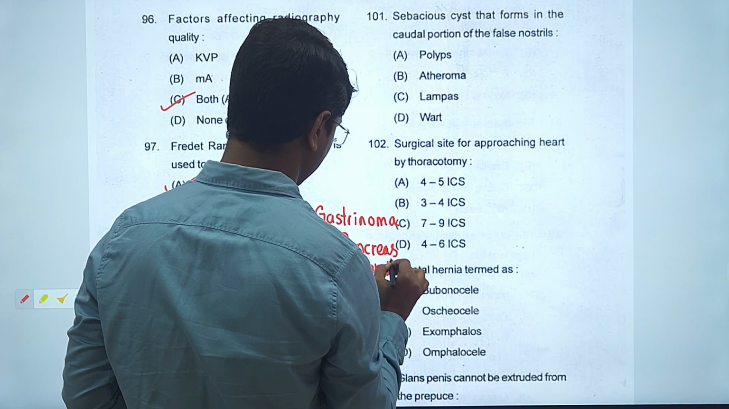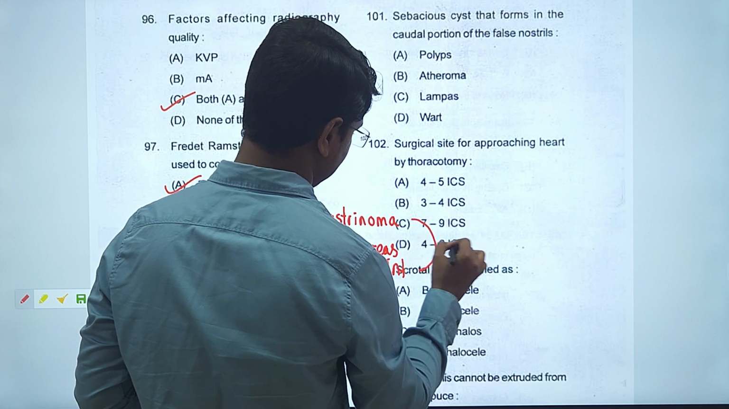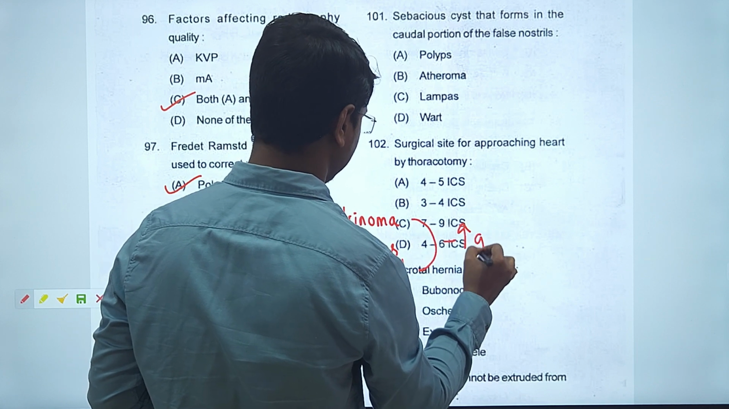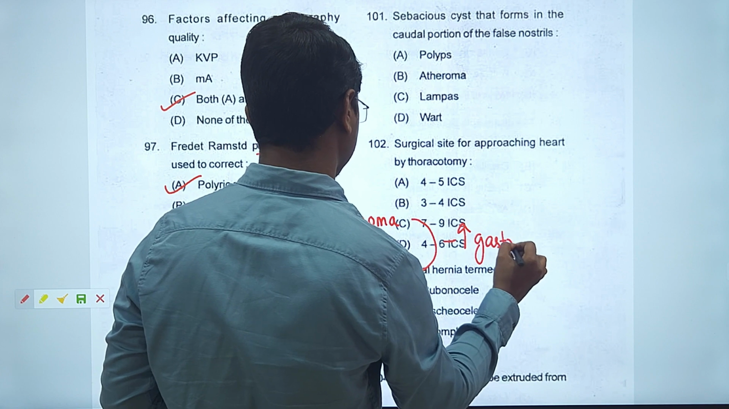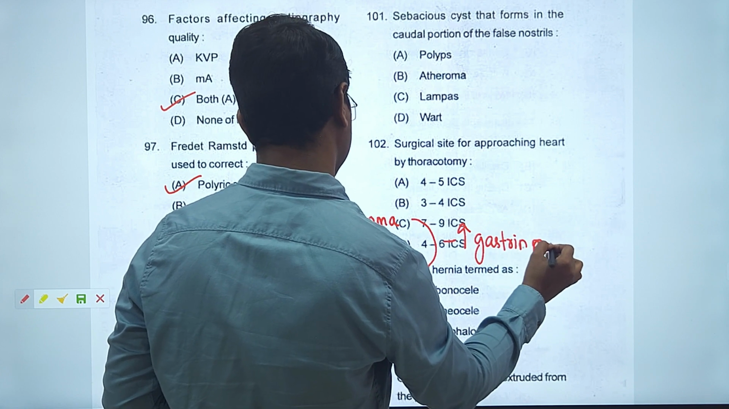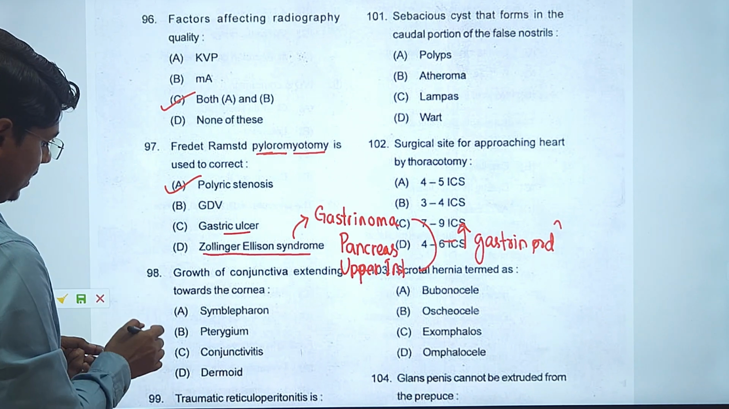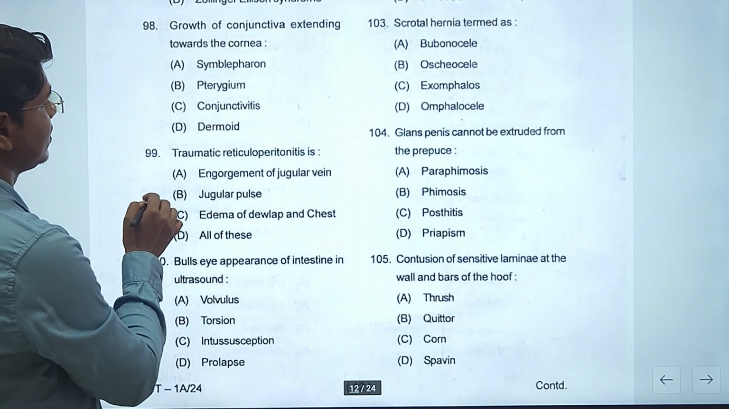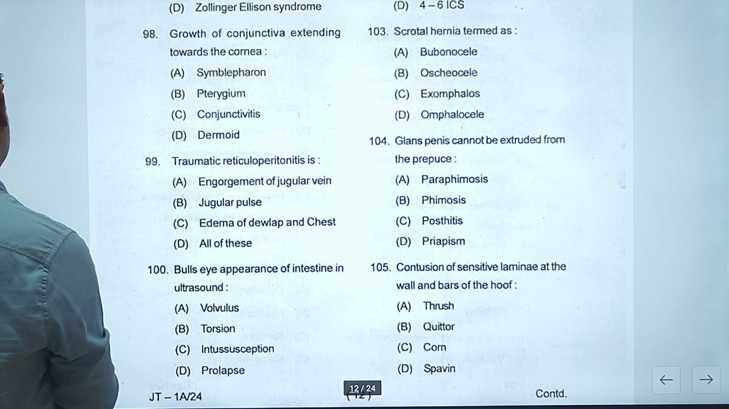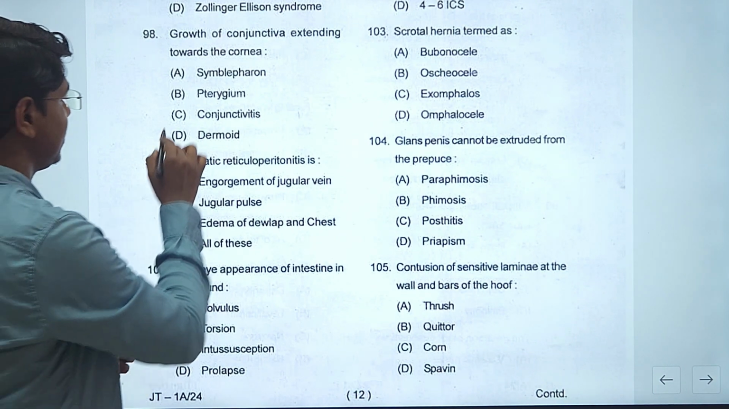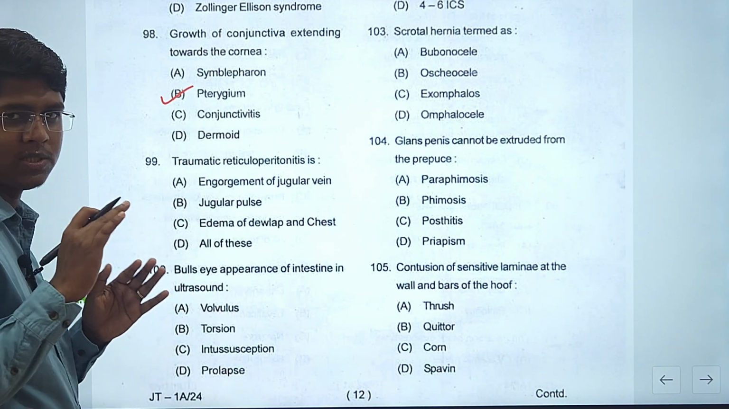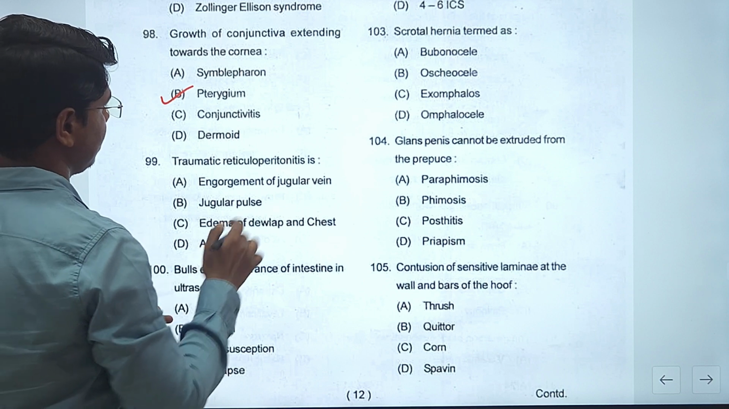Upper intestine, due to which there will be an increase in gastrin hormone, gastrin production. This is known as Zollinger-Ellison syndrome. Next question, growth of conjunctiva extending towards cornea is pterygium. Answer is pterygium. Symblepharon, joining of the bulbar and the palpebral conjunctiva.